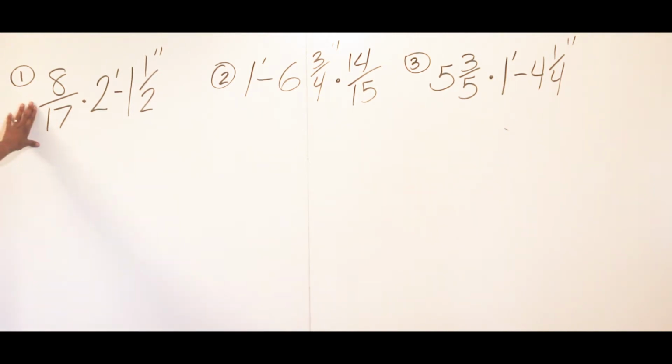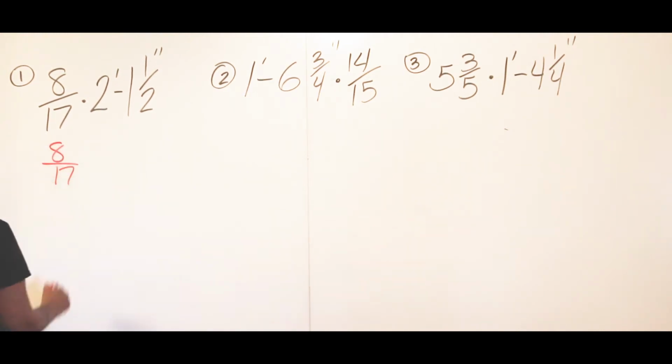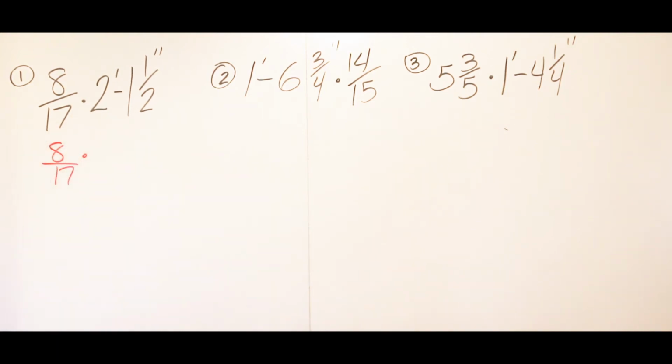So we've got 8/17 times 2 feet, 1.5 inches. First thing we need to do before we can start cross multiplying is convert the feet to inches. I know that this 8/17 isn't going to change, so I'm just going to carry it down. I need to do something with this because it needs to turn into a fraction, be it a proper fraction or an improper fraction. When we're multiplying, we want to cross multiply. Anytime there's a fraction on one side, there has to be a fraction on both sides.